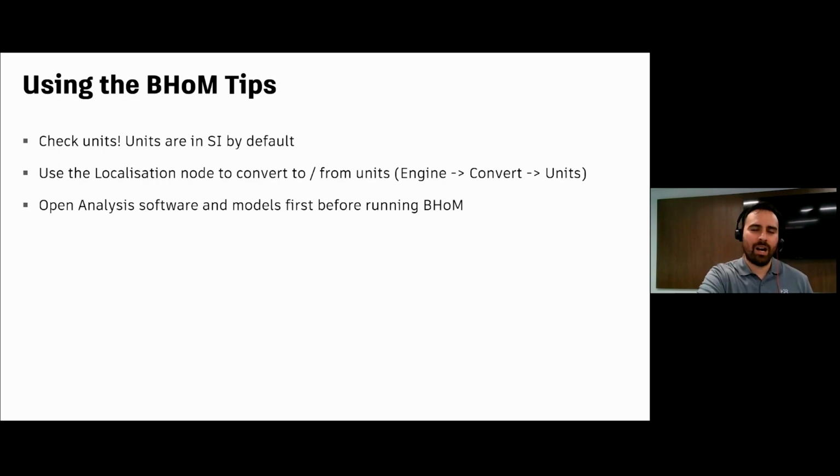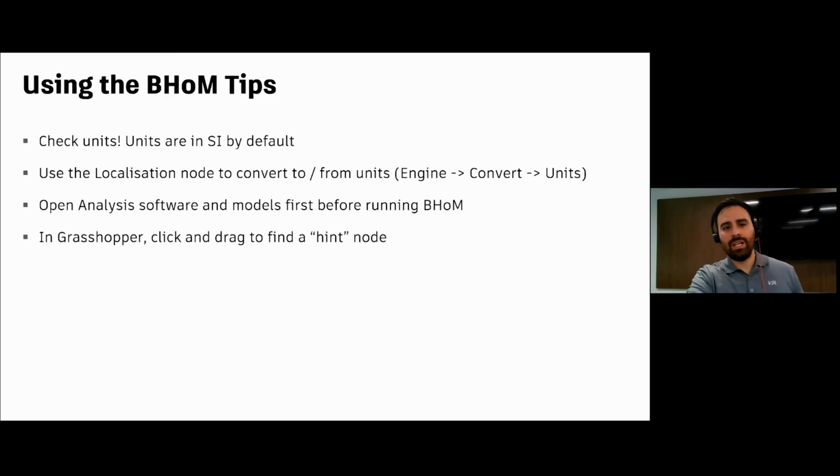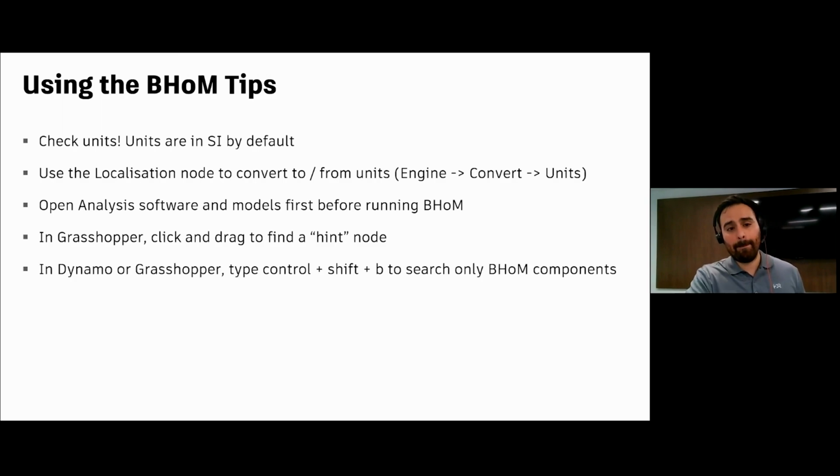I know I made that comment on the browse if you've got an existing model, so it kind of just depends where you're going. Sometimes I will say if you want to send something to it, and you have multiple versions of some analysis software, I would open up the version you want to send it to. Sometimes it might grab a different one. Now in Grasshopper, you can actually just click and drag on any input or output on a BHoM node, and it'll give you a hint, which is amazing. So click, drag, and it'll give you a hint on what it might be.